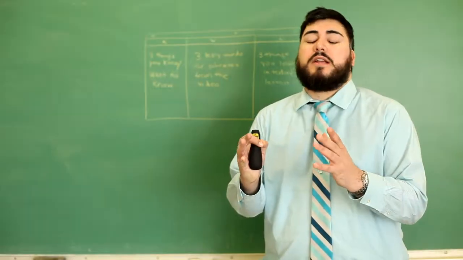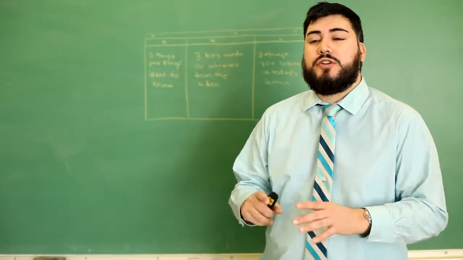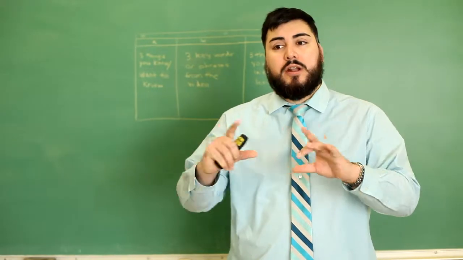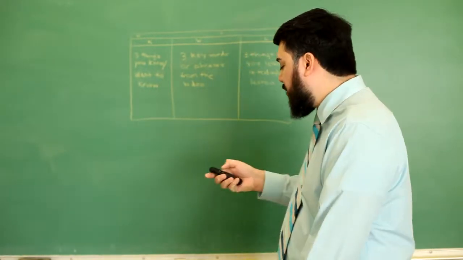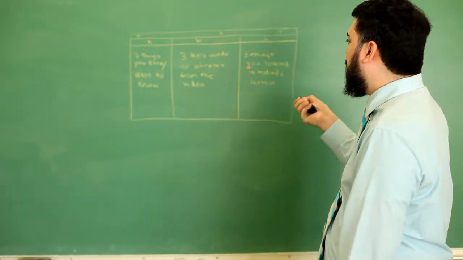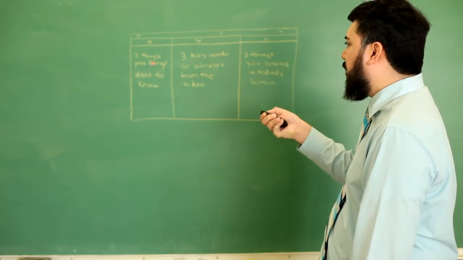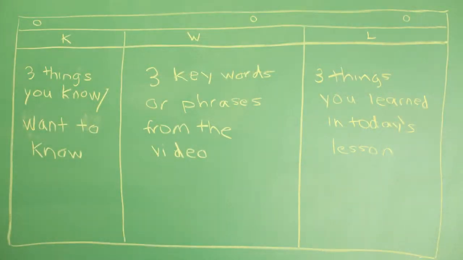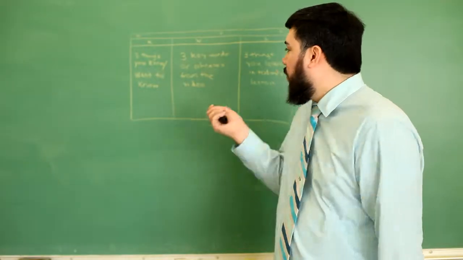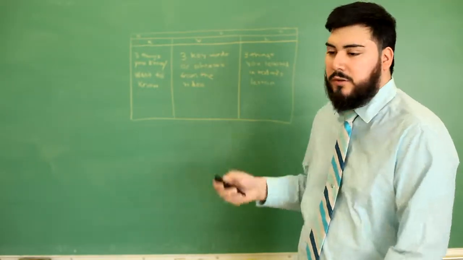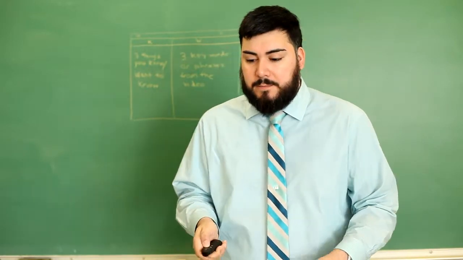So for what you guys have to do today in class, I want you to get a piece of paper and turn it lengthwise, and on it I want you to create a KWL chart. In the first column is the K, three things that you know or that you want to know about Westward Expansion. We will be using the W and the L columns a little bit later today.